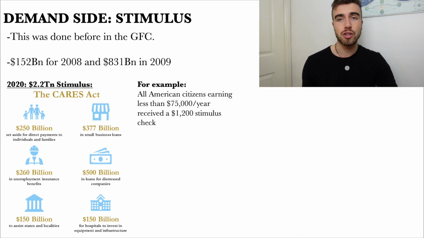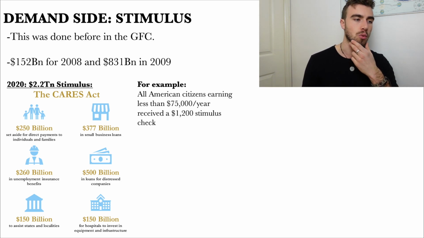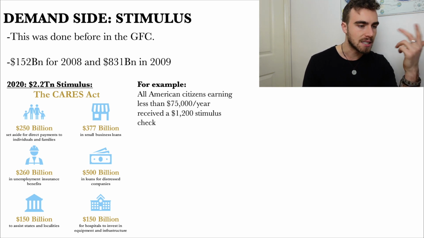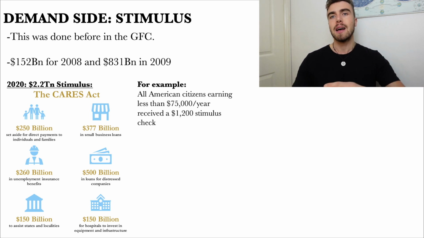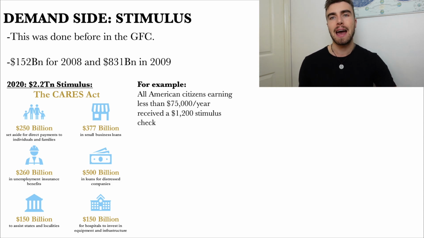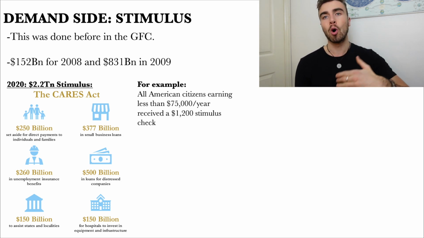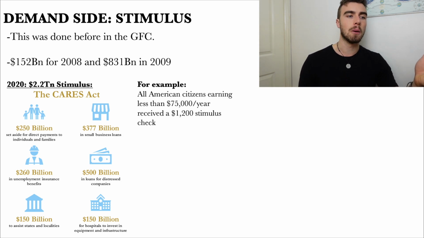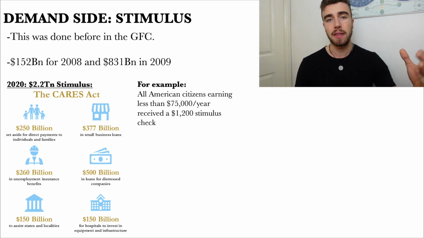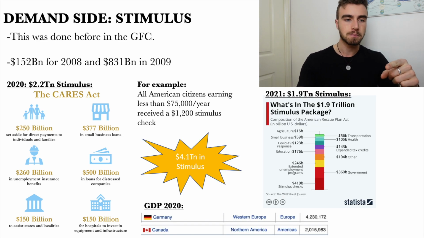But in March 2020, Trump passed the CARES Act, and that was 2.2 trillion of stimulus, right? So you've got direct payments for individuals, unemployment benefits, assist states and localities, small business loans, a load of liquidity again, but this was much more direct liquidity. It helped out much less the big banks and people that own the financial assets, and much more the average American citizen. So one example, all American citizens earning less than $75,000 a year received a $1,200 stimulus check regardless of their circumstance. So that was the first one.